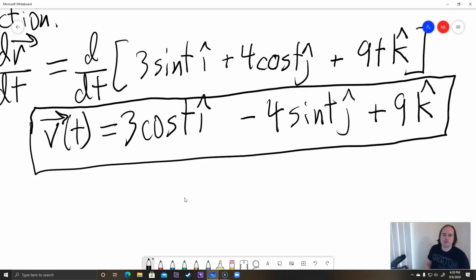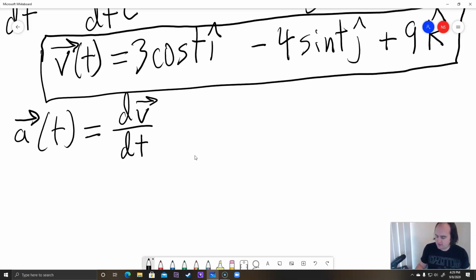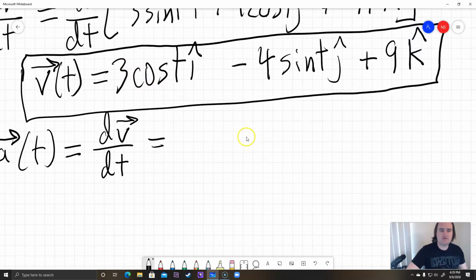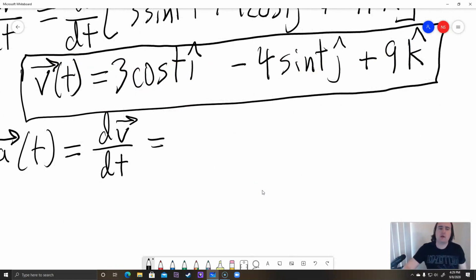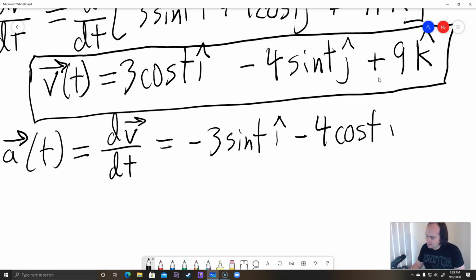And then the next thing we need to find is the acceleration. But remember that the acceleration is just the derivative of the velocity. So that shouldn't be too bad. We're just taking the derivative again. So our acceleration, a of t, is equal to dv/dt. We take the derivative of each component of our vector function v. For the first component, the derivative of cosine of t is negative sine, so we have negative 3 sine of t times i. For the second component, the derivative of sine is cosine, but we still have a negative 4 in front, so we have negative 4 cosine of t times j.